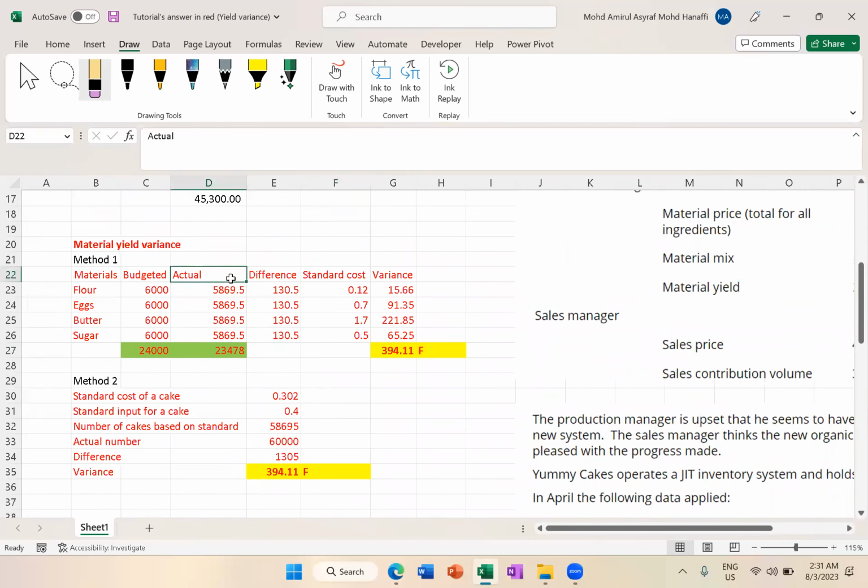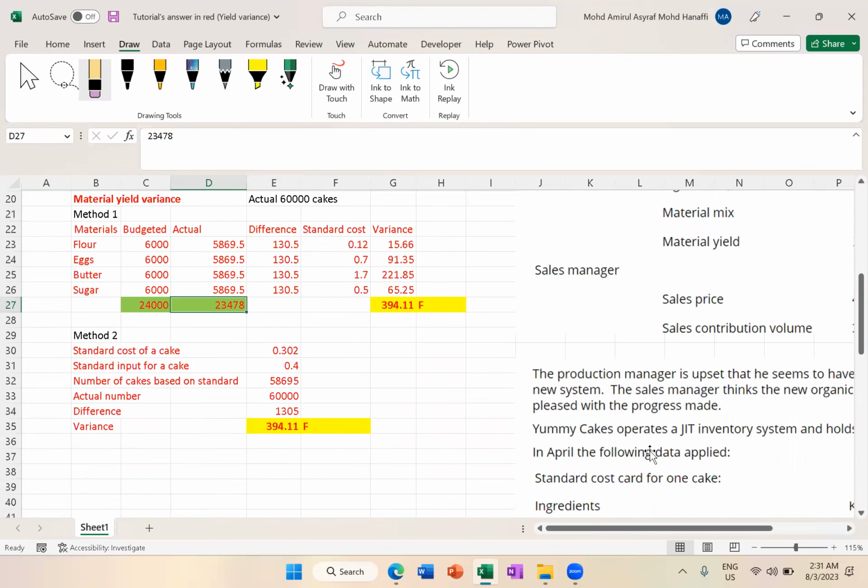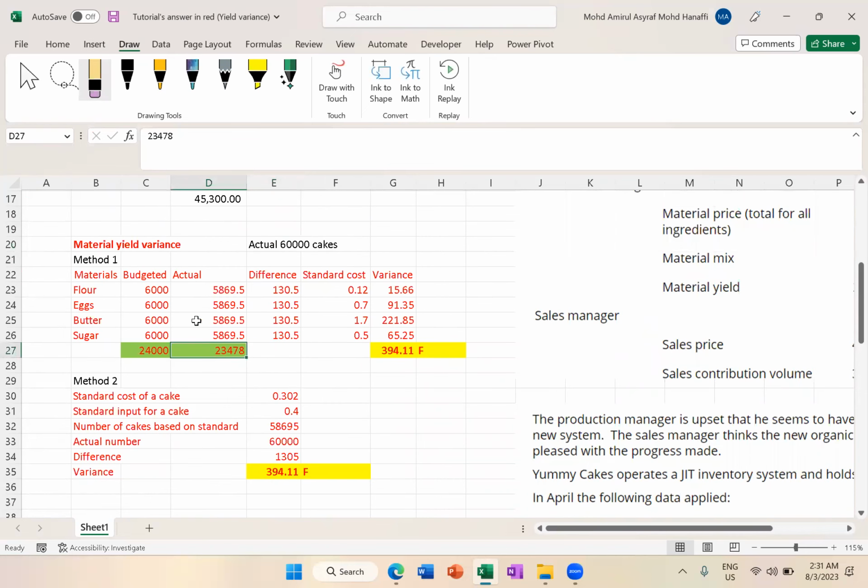23,478. This is the actual input to produce the actual 60,000 cakes. Okay, let me write here. Actual 60,000 cakes. So if this is the input that happened actually, according to your budget, that's why you call it a budget, right? According to your standard, it should be. If you want to produce 60,000 cakes, the budget tells you how much input you need.